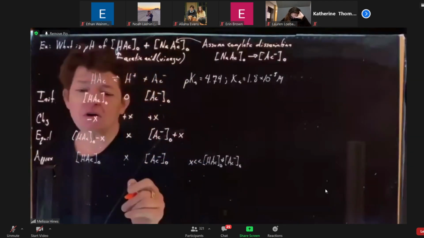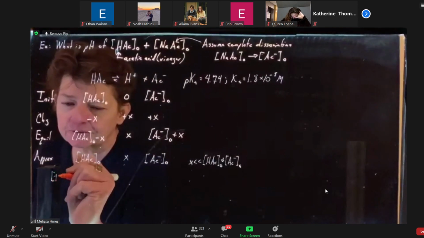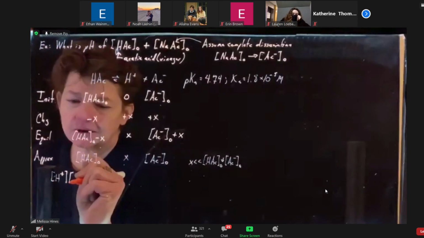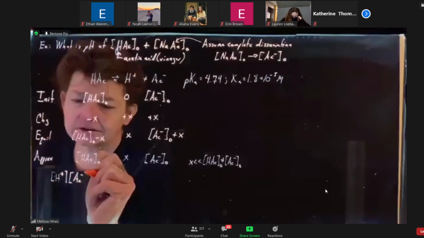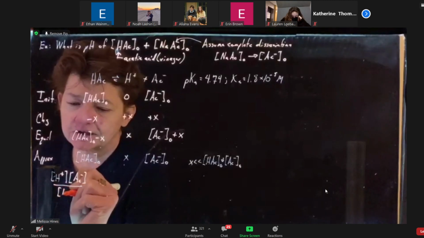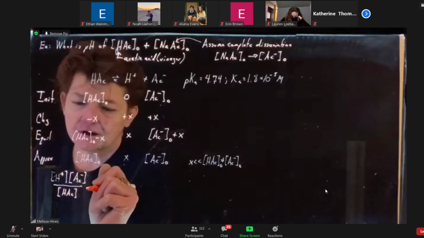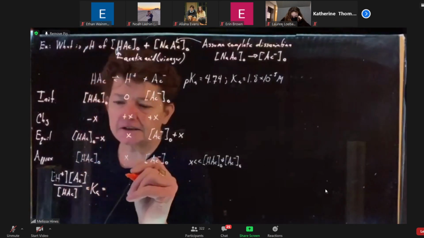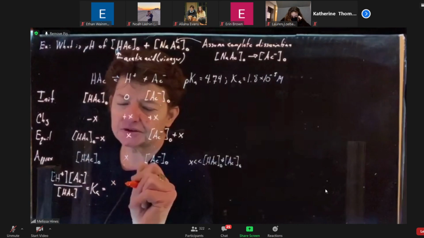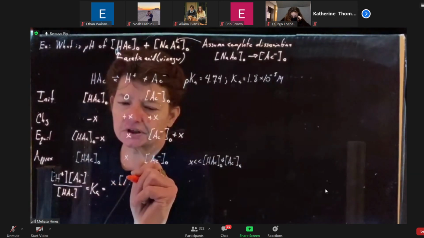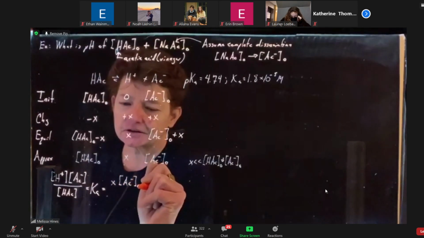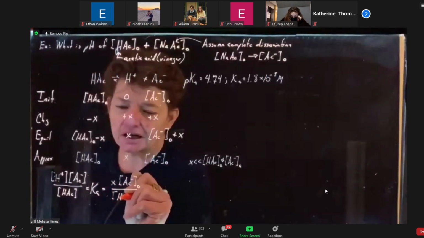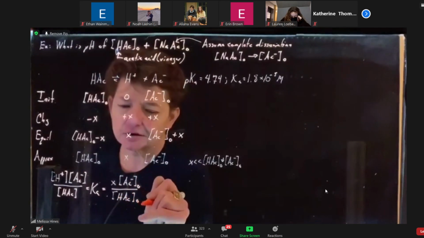Okay, now we plug this into our equilibrium expression, and our equilibrium expression is going to be the concentration of H plus times the concentration of AC minus divided by the concentration of HAC is going to be equal to Ka. Now we read off from this line. So for the concentration of H plus, we're going to have X. Then we're going to have the concentration of acetate naught up top. And then we're going to divide by the concentration of acetic acid naught.